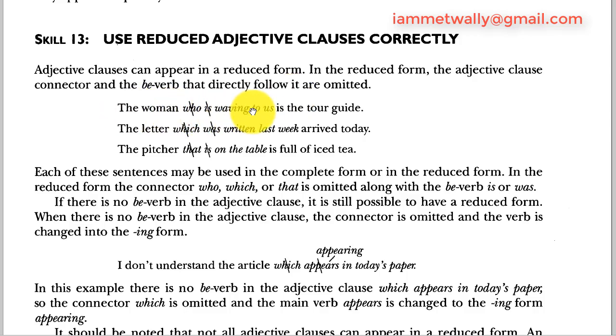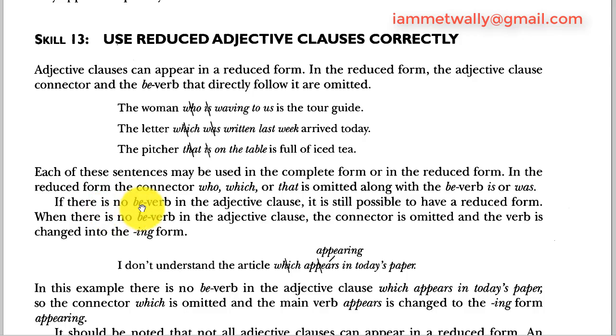The woman who's waving to us is the tour guide. The letter which was written last week arrived today. The picture that is on the table is full of iced tea. Each of these sentences may be used in the complete form or in the reduced form. In the reduced form, the connector who, which, or that is omitted along with the be verb, is or was.